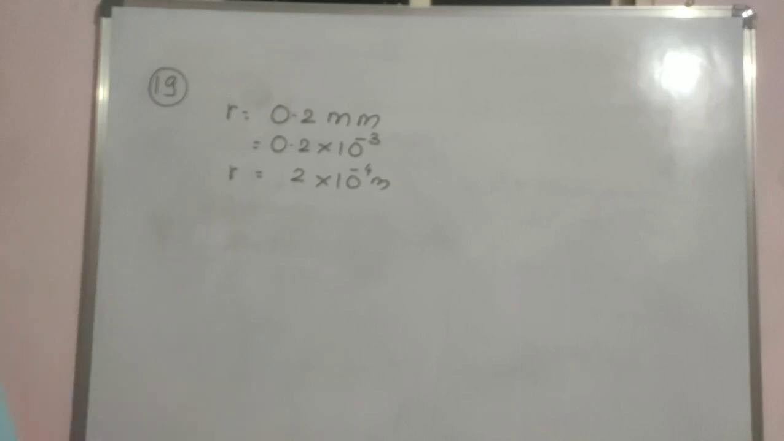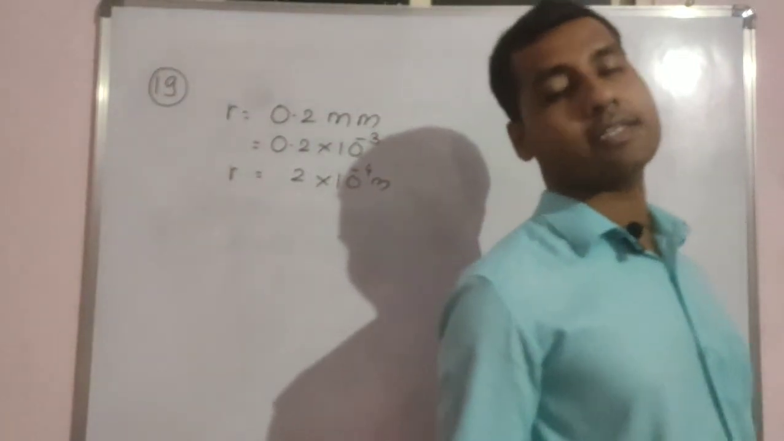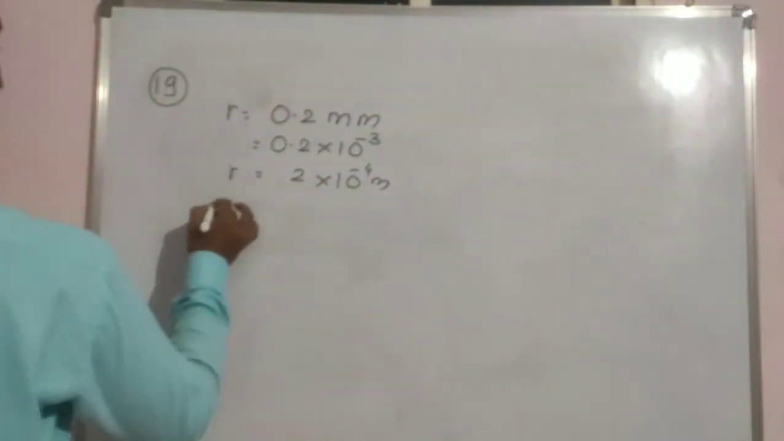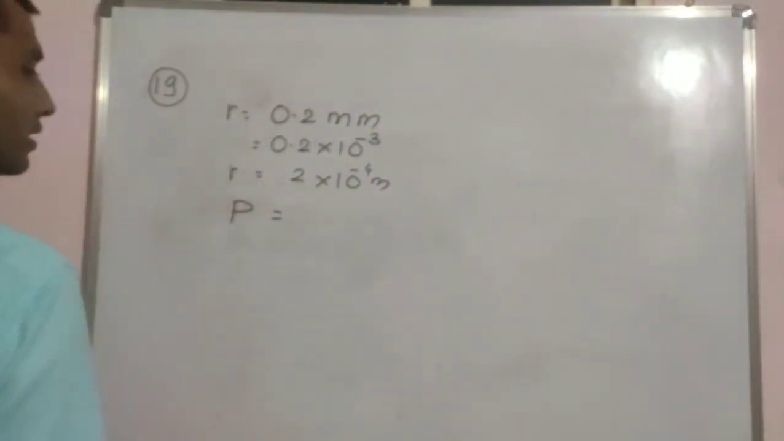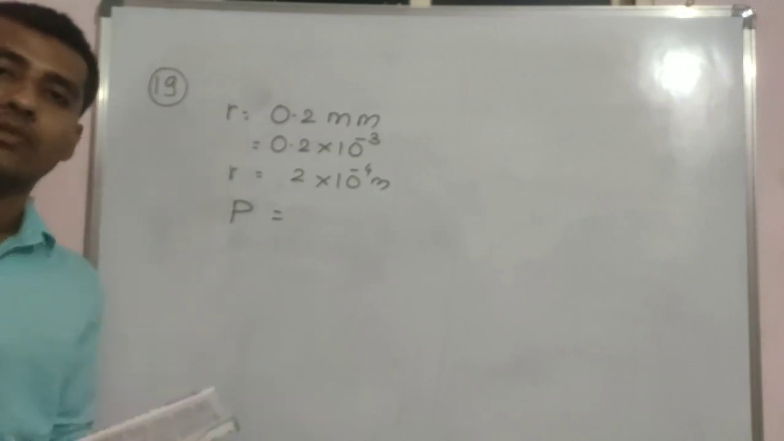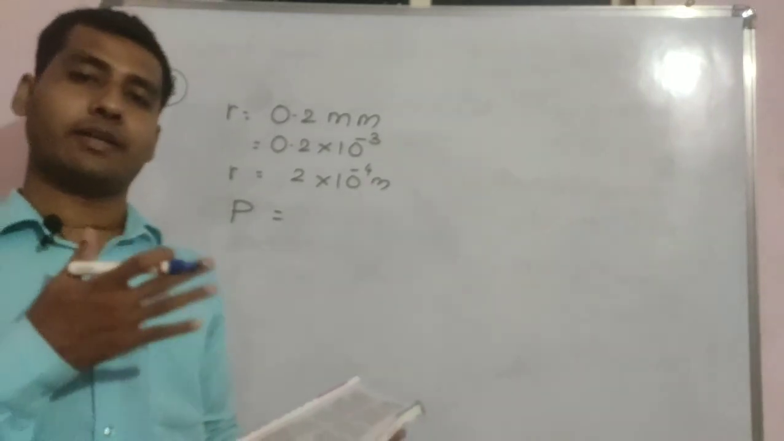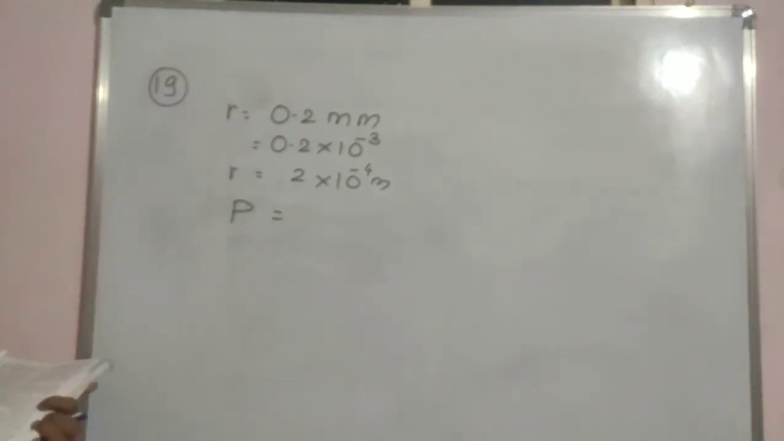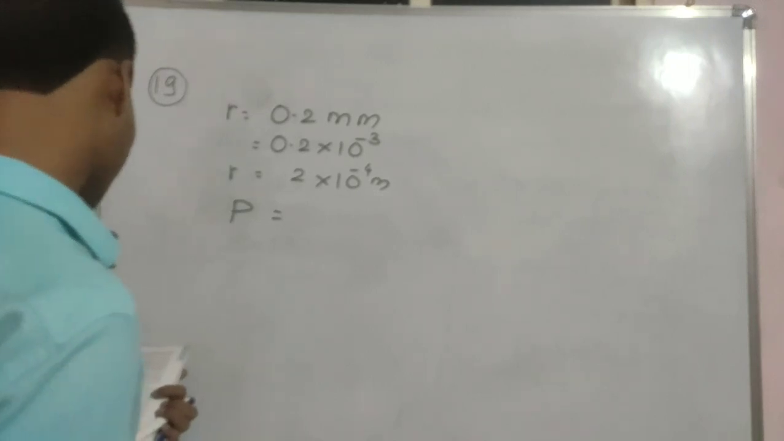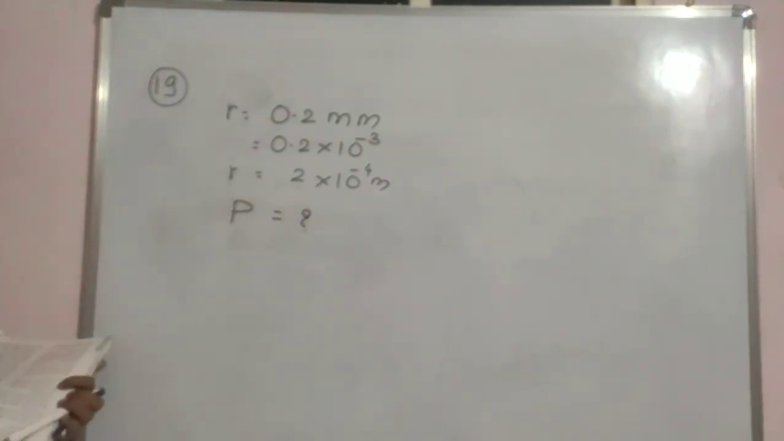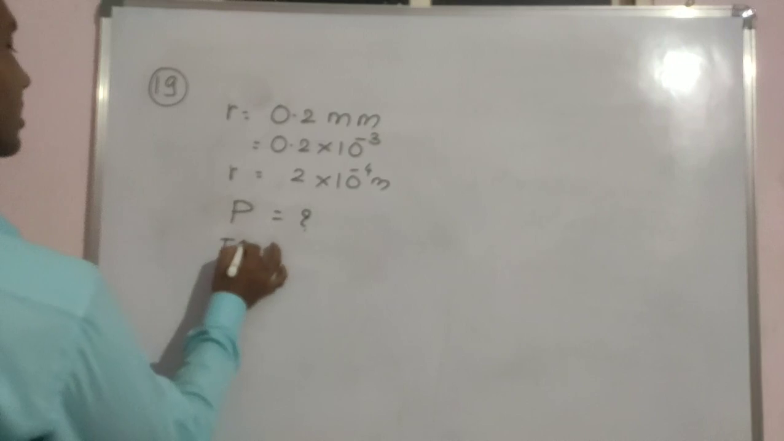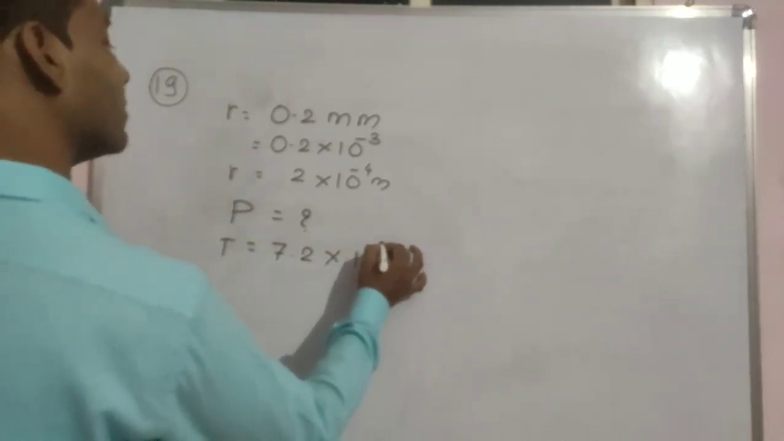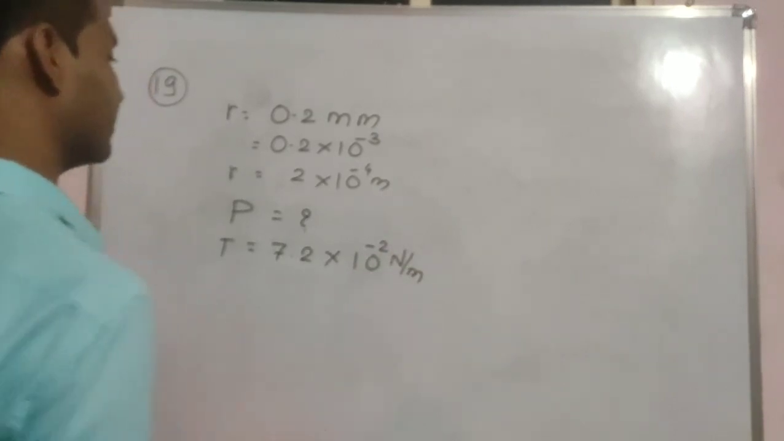Calculate the gauge pressure. Here gauge pressure is nothing but what? Excess pressure. Gauge pressure means excess pressure. So we will denote it just by P. In the case of Laplace's law, we denoted it as Pi minus Po. Now here we can just denote it by P. We have to find it, and they have given us the surface tension, that is 7.2 into 10 to the power minus 2 Newton per meter.